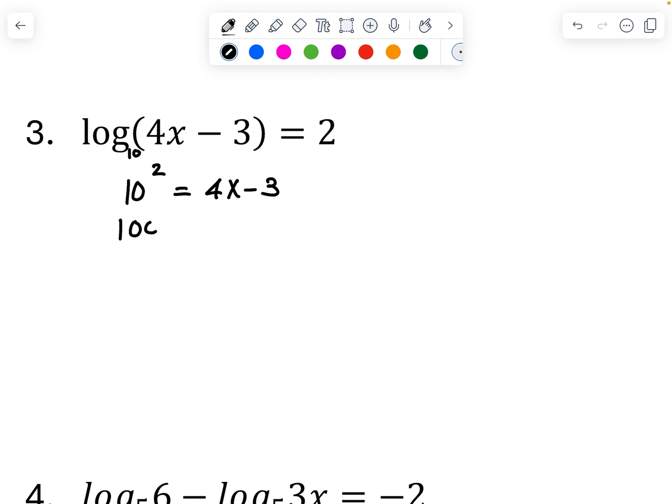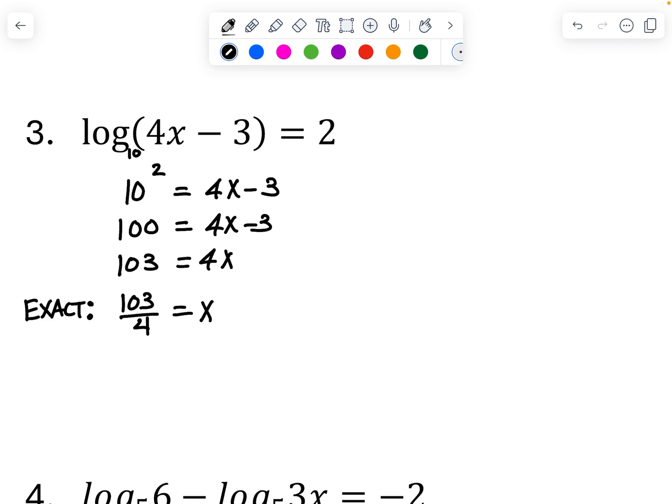That is 100 is equal to 4x minus 3. That is 103 is equal to 4x. That is 103 divided by 4 is equal to x. That is the exact answer.